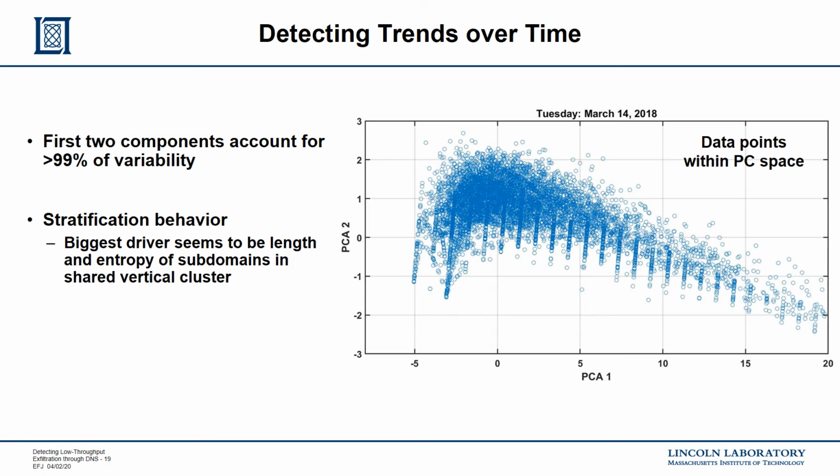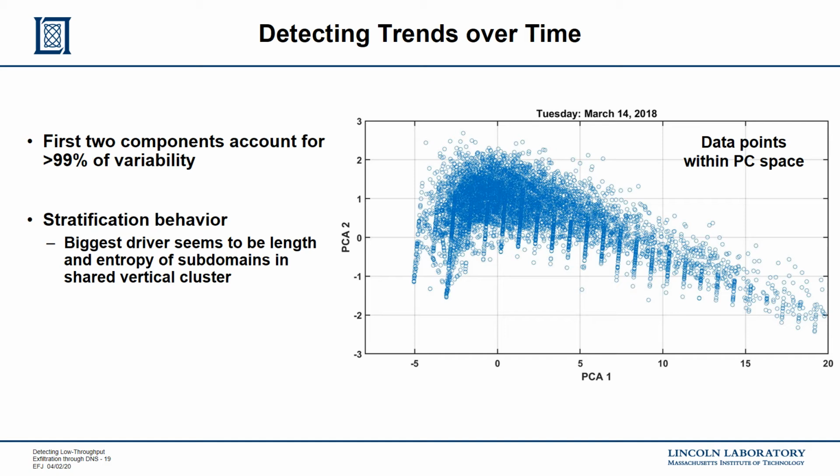So here in this slide, I'm showing the results for one of the days in our data set. This is for a Tuesday, and this is showing the first two principal components across the data points using those 10 features that we discussed previously. We saw that using just the first two components in principal component analysis still maintained greater than 99% of the variability, so we're still capturing the differences between data points while being able to represent it in only two-dimensional space.